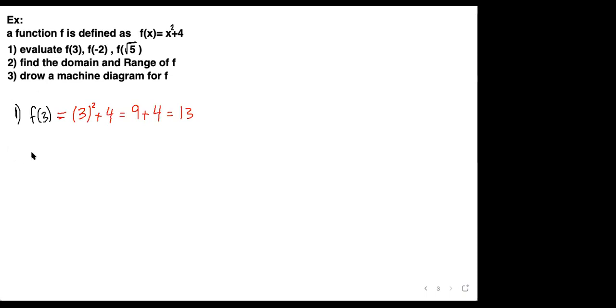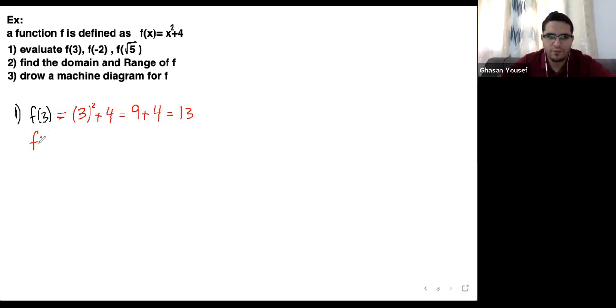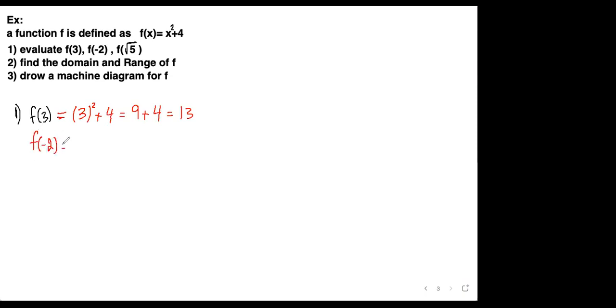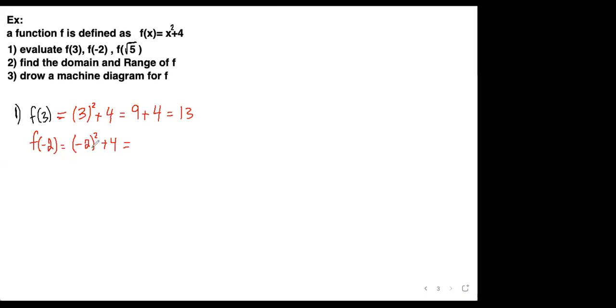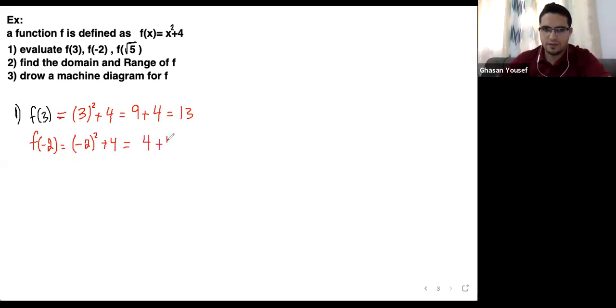Yes, go ahead. So minus 2, right? f of minus 2 squared is 4 plus 4, which is 8. Minus 2 squared plus 4. What is the value for minus 2 squared plus 4? What do I get? 8. Exactly. Thank you. Third one, f of the square root of 5.